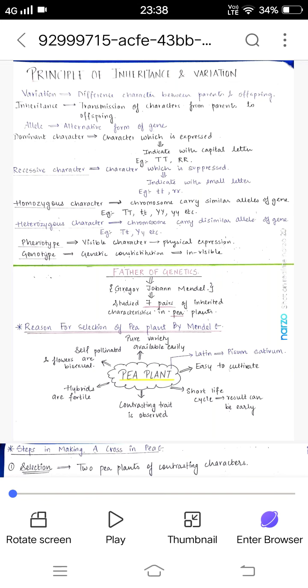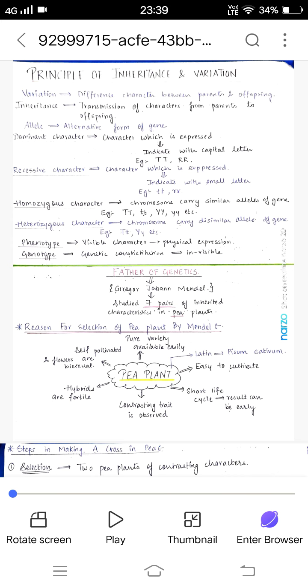So guys, this is Nitya and now we are going to start with chapter number 5 of 12th NCERT, that is Principle of Inheritance and Variation. Before starting the chapter, we need to know some of the terms which are important.